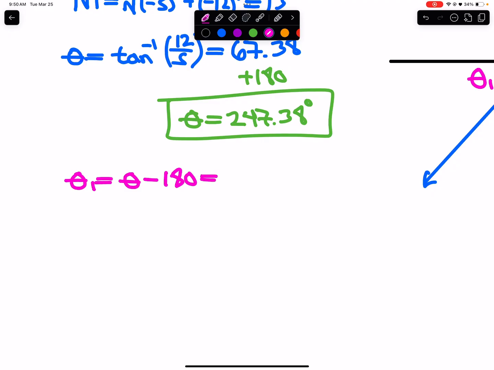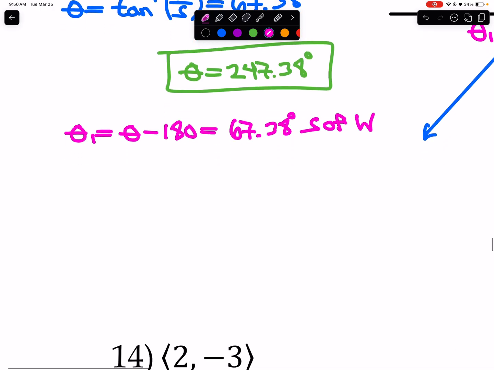So I do 247 point, that value minus 180, which is going to give me 67.38 degrees. And then that's going to be south of west.